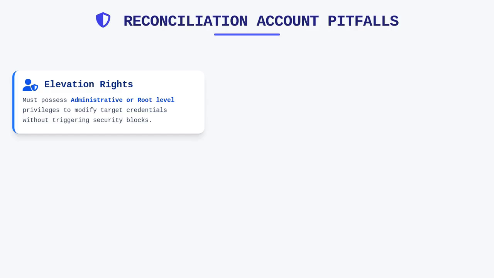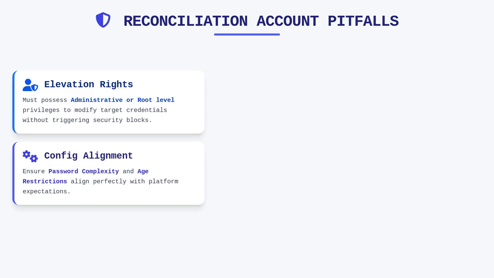A common pitfall is ignoring the elevation permissions required by the reconciliation account itself. This account must have sufficient privileges, often administrative or root level, to modify credentials on the target system without triggering security alerts or policy blocks. You must verify that the target system configuration parameter alignments match what the platform expects, particularly concerning password complexity rules or age restrictions that might block a change request.